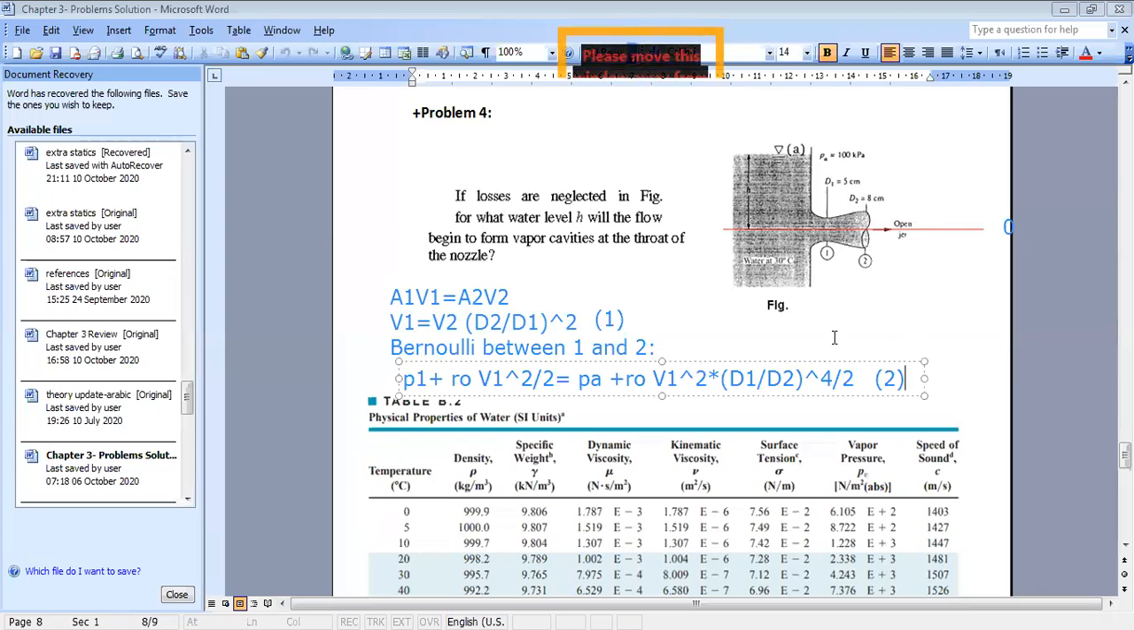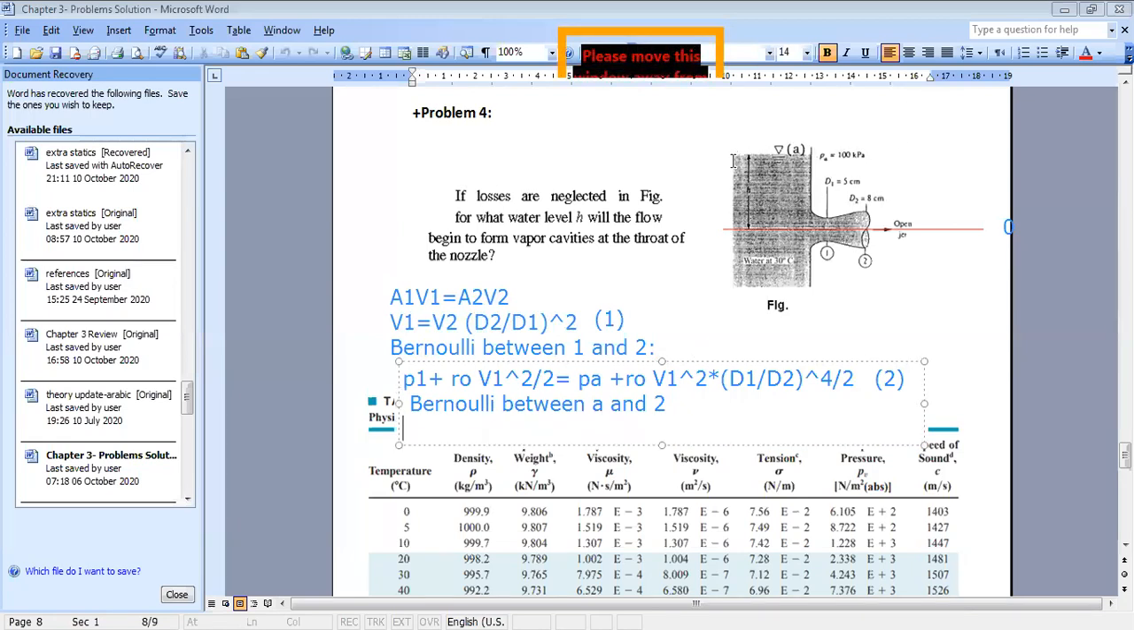So this is equation 2, but I still need, as we said, a third equation because I have 3 unknowns. Now, in order to get the expression of V1 or V2, what I can do is apply Bernoulli between A and 2. So if I apply now Bernoulli between A and 2, what do I get? First, at the surface level, do I have a velocity? No, it's negligible. Actually, I have a velocity, but I can neglect it.